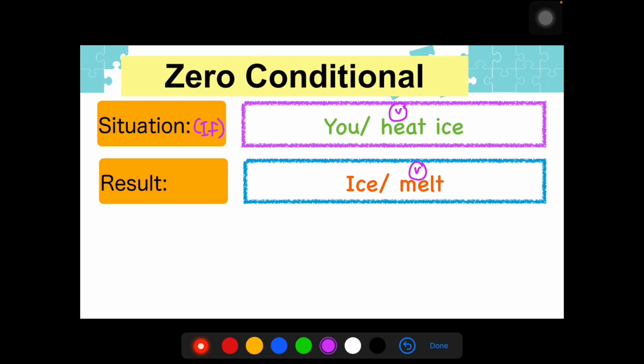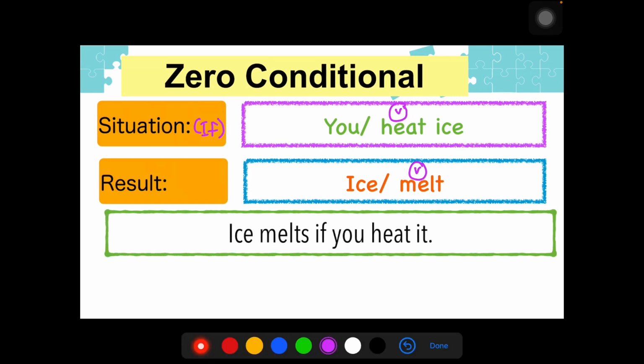Remember, you can write it in two ways. If you begin the clause with if, what will this sentence be? If you heat ice, ice melts, right? But in this one, we can use it. Ice melts if you heat it. It means ice, because in one sentence, we just want to say one noun just one time.